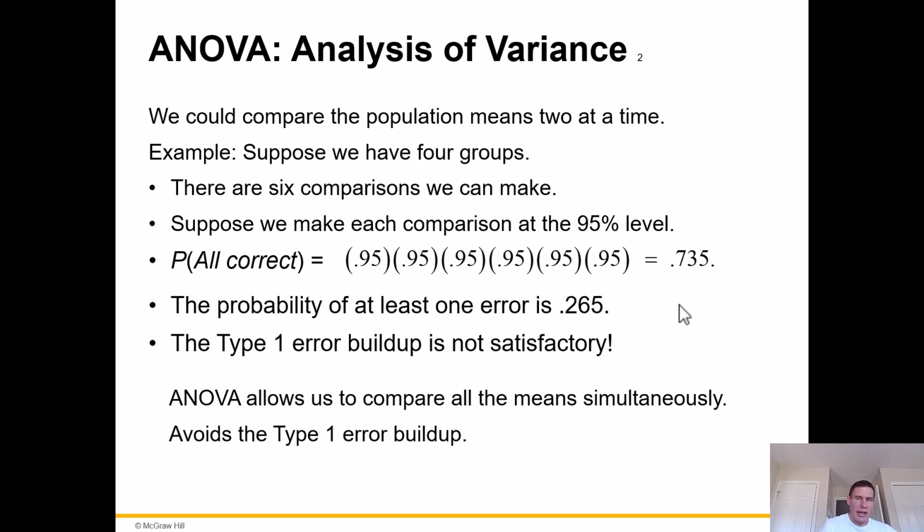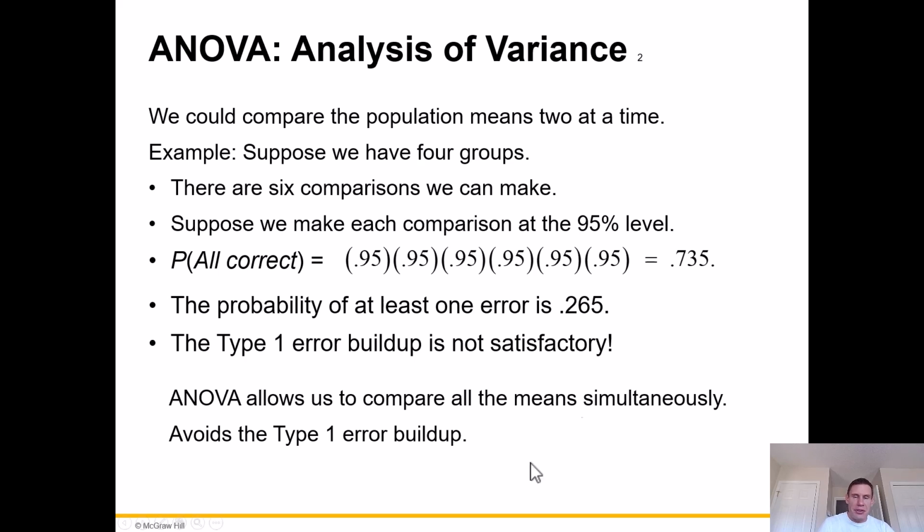We can make each comparison at the 95% level. So think about the alpha, the 0.05 significance level. So the probability that all are correct, 0.95 to the sixth power, would be equal to 0.735. So the probability of at least one error is then, of course, 1 minus 0.735, which is 0.265, right? So the type 1 error buildup is not satisfactory, because every time you add them, you lump them all together, you're basically increasing the potential for the type 1 error.